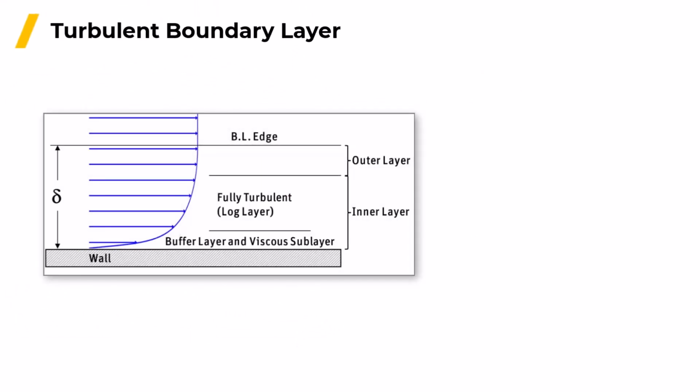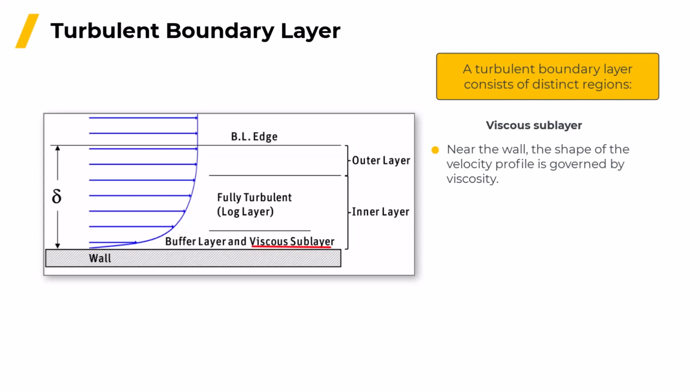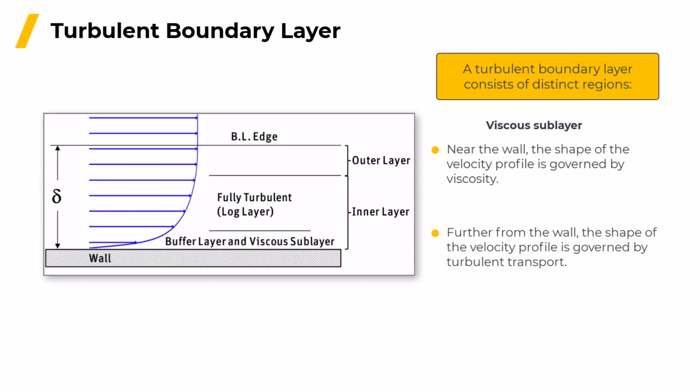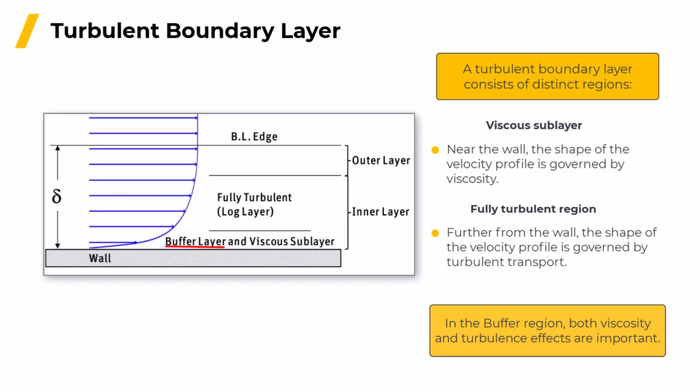Within a turbulent boundary layer, different regions can be identified. Very, very close to the wall, the shape of the velocity profile is governed by the viscosity of the fluid, and this region is known as the viscous sublayer. Further from the wall, turbulence becomes more important than viscosity in determining the shape of the velocity profile, and this region is called the fully turbulent region. This is still fairly close to the wall, just not quite as close as the viscous sublayer. Between the two regions is a buffer region, where both viscosity and turbulence effects are important.